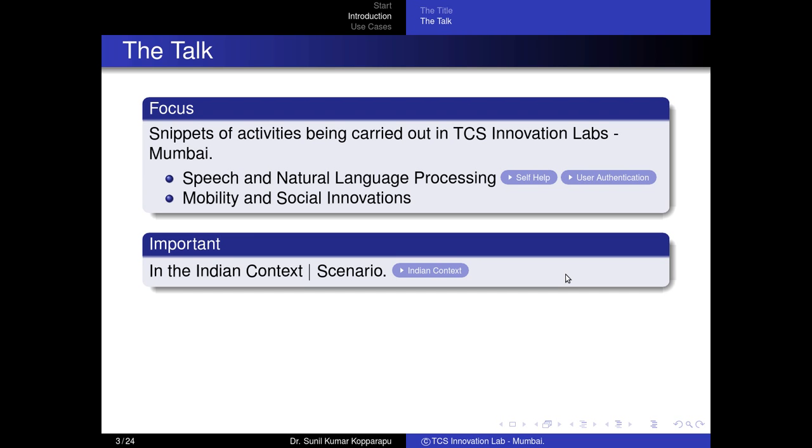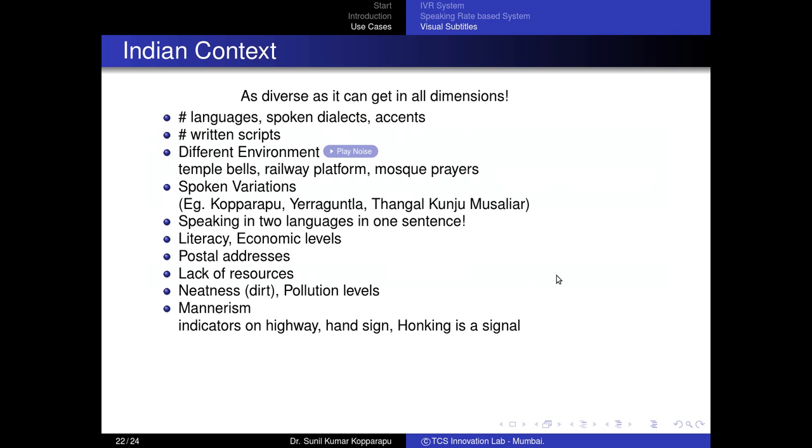As I said earlier, the most important thing is to be able to use technology that suits a particular context. If you recall, the title of the talk was Usable Technology for the Indian Context. So what is the Indian context? Let's look at a few examples. For those of you who are in India, you would agree that the Indian context is as diverse as it can get in all dimensions.